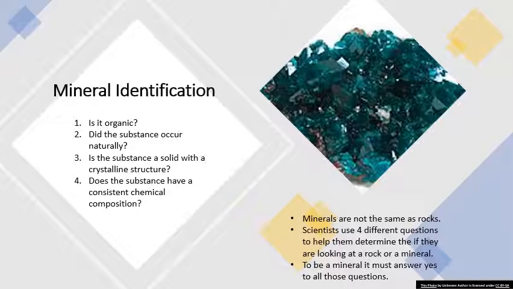There are organic rocks, but this is only part of it. So they also need to be a substance that occurs naturally. So did this occur naturally? Is the substance solid with a crystalline structure? So do you see crystals in it? Does the substance have a consistent chemical composition? When all 4 of those questions are answered yes, you can be pretty sure that you're looking at a mineral.